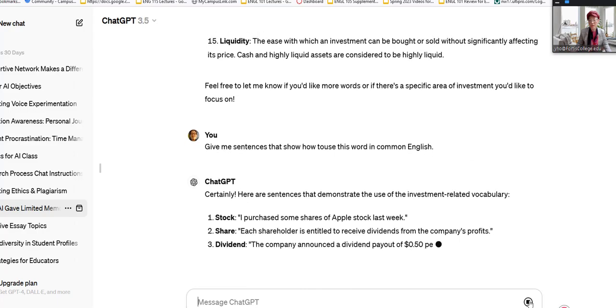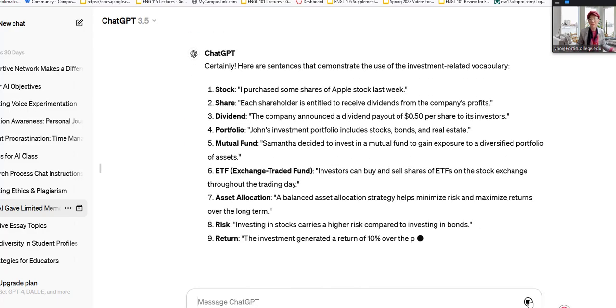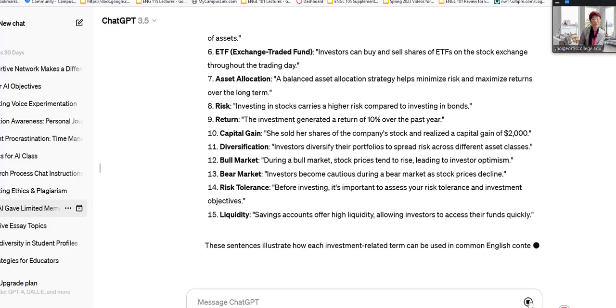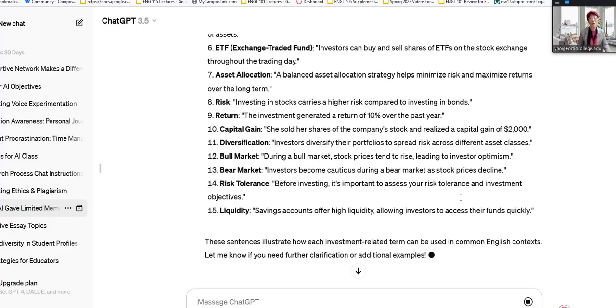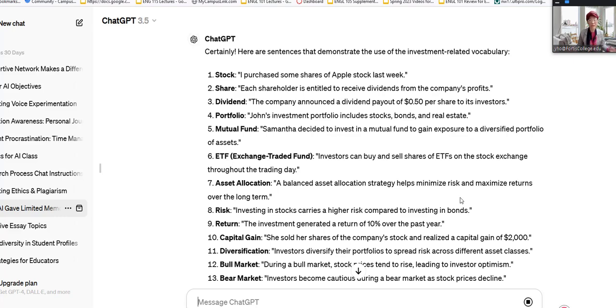And so here are some sentences. So if I want to show off to people that I know a lot about investments, or I want to understand what an investment is, okay? Then I would say, I purchased some shares of Apple stock last week. Each shareholder is entitled to receive dividends. The company announced a dividend payout of 50 cents per share to its investors. John's investment portfolio includes stocks, bonds, and real estate. Samantha decided to invest in a mutual fund to gain exposure to a diversified portfolio.